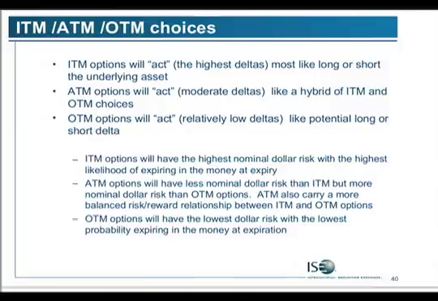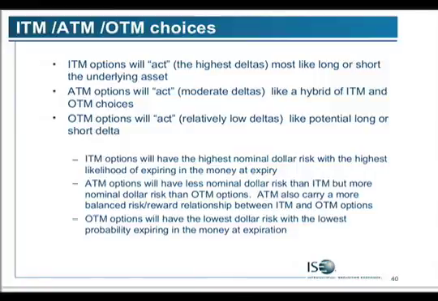In the money options cost the most. At the money options have less nominal dollar risk than in the money, but they have more nominal dollar risk than the out of the money option. The at the money also carry a more balanced risk reward relative to in the money and out of the money options. And out of the money options will have the lowest dollar risk. That doesn't make them best, but it just means that they have more leverage.